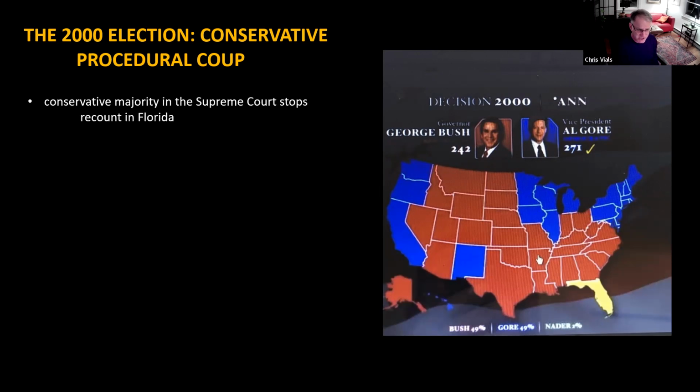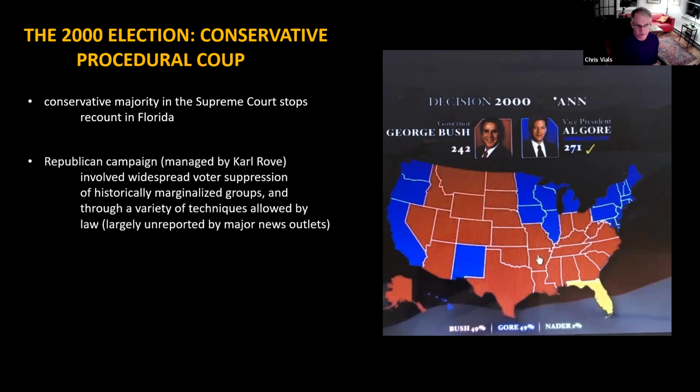I know this is familiar history, but just to get it back on the table: a conservative majority in the Supreme Court stops a recount in Florida, and at the time they thought there was a very good chance Gore might win that recount. And scholars who have studied the patterns afterwards have surmised that Gore would have won that vote, right?